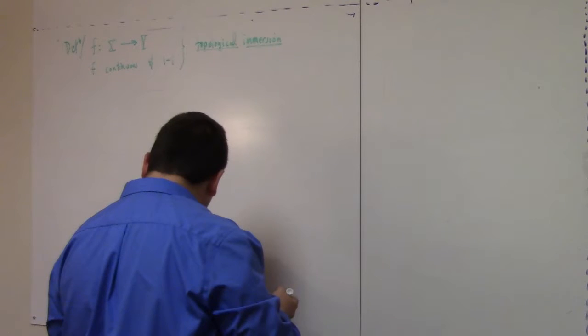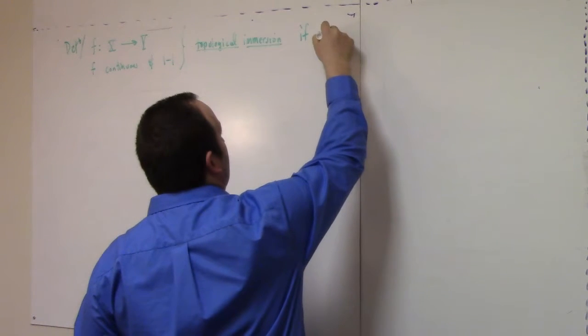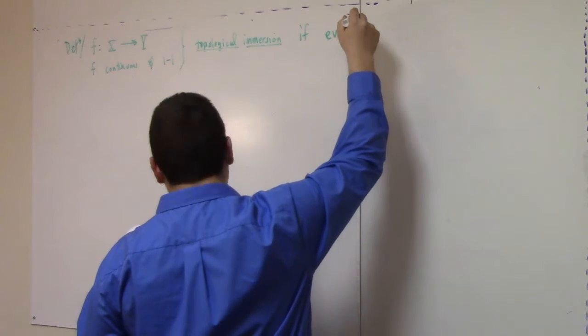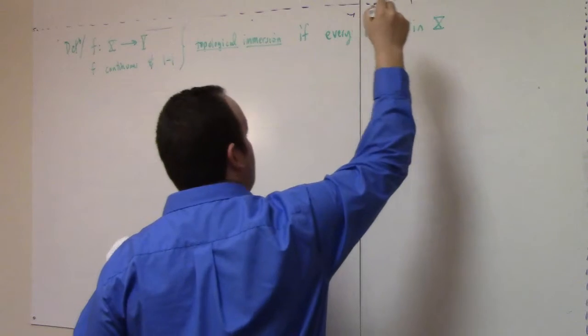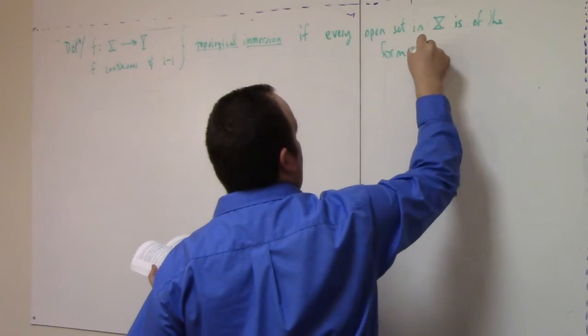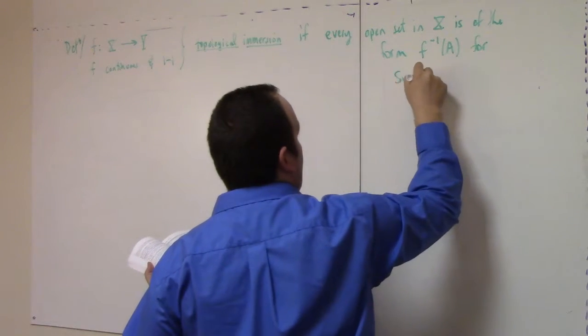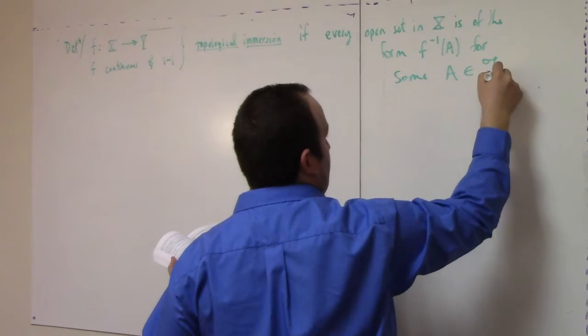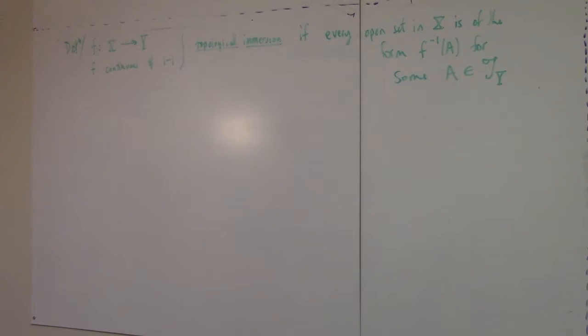Okay, so like I said, every open set in X is of the form F inverse of A for some open set A in Y. Put differently, F is an immersion if and only if it induces a homeomorphism from X to F of X.